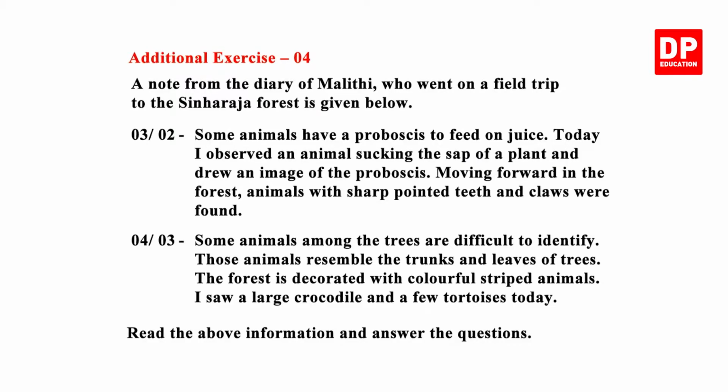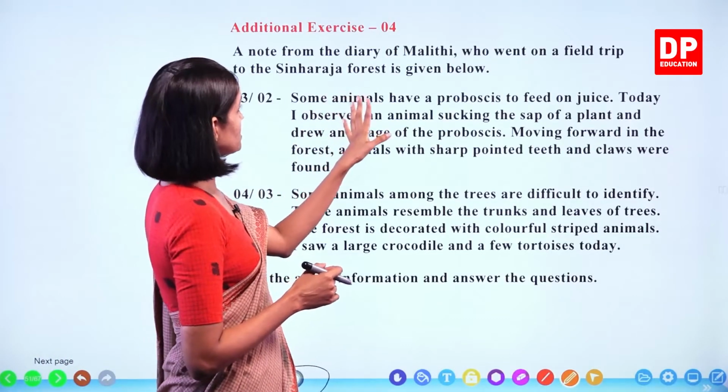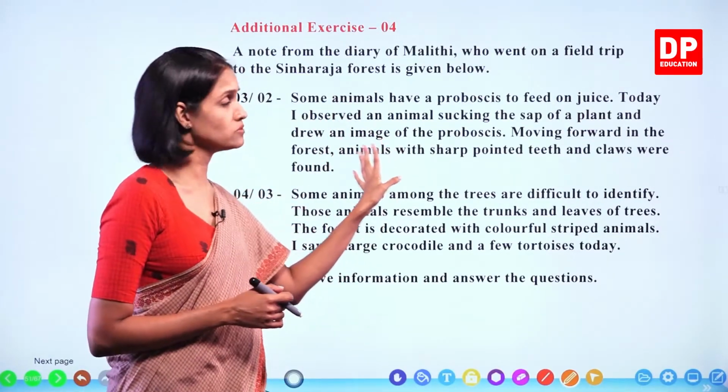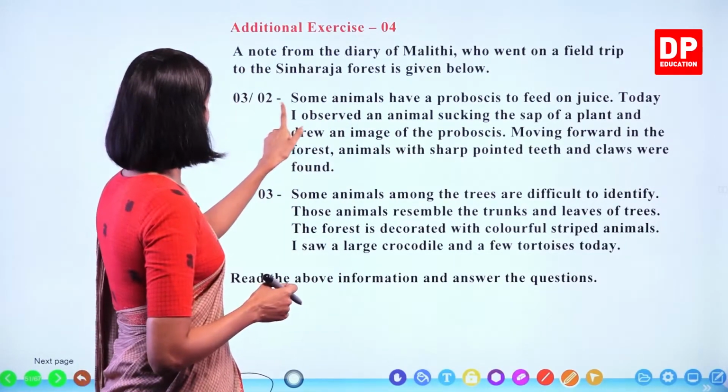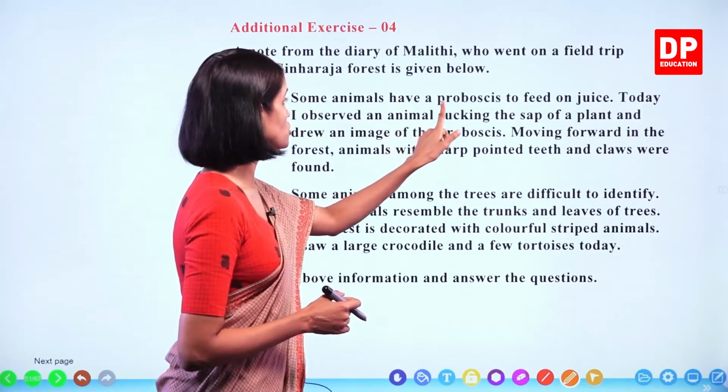Right. Exercise number 4. A note from the diary of Malithi, who went on a field trip to the Singharaja forest, is given below. Right, the first one. Some animals have a proboscis to feed on juice.